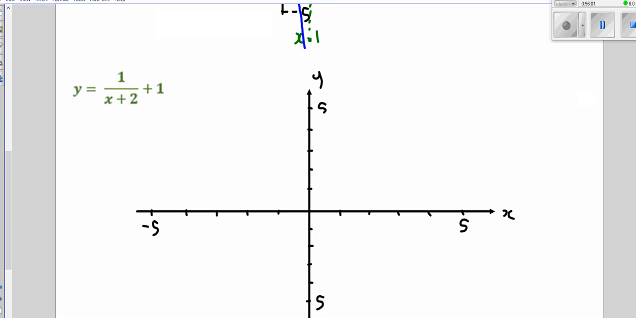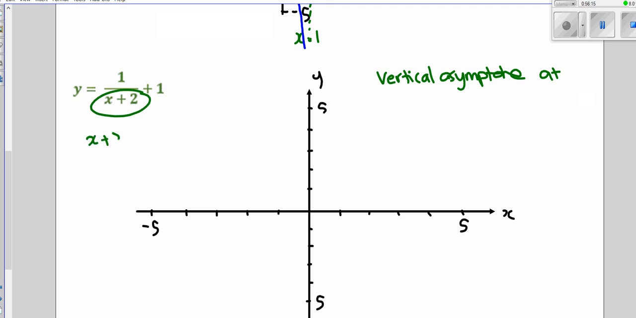Because remember, the whole idea of these was more about what value of x is not possible. So what value of x is going to make the denominator equal to 0? If x plus 2 equals 0, the value of x equals -2, because -2 plus 2 would make the denominator 0. So vertical asymptote at x equals -2. That's why we have to change the sign here.